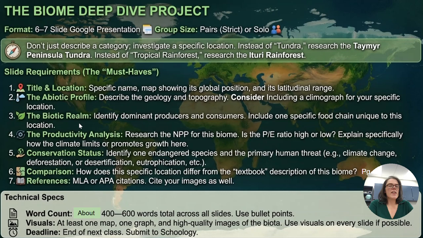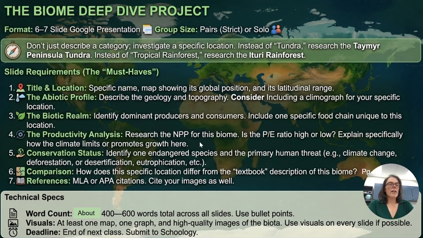Number 5, the conservation status. This class always circles back on itself, so we're going to revisit those conservation topics that we studied earlier in biodiversity. I want you to identify one endangered species of some kind, and maybe the primary threat to them: climate change, deforestation, desertification, eutrophication. What is happening in your biome to that endangered species?